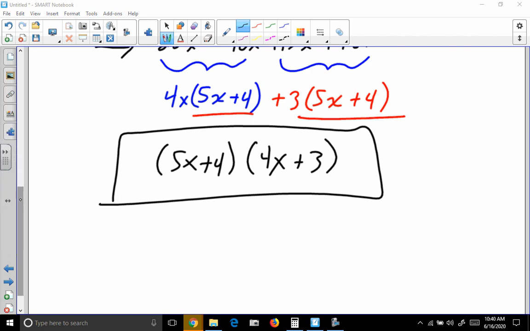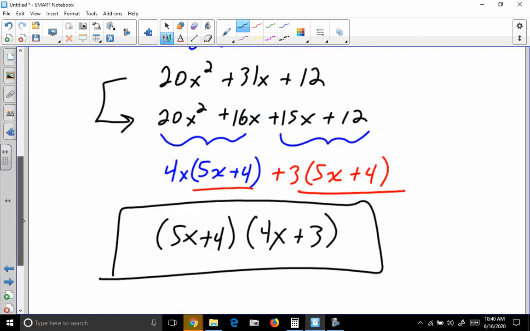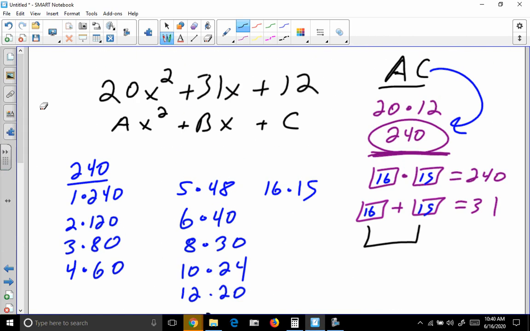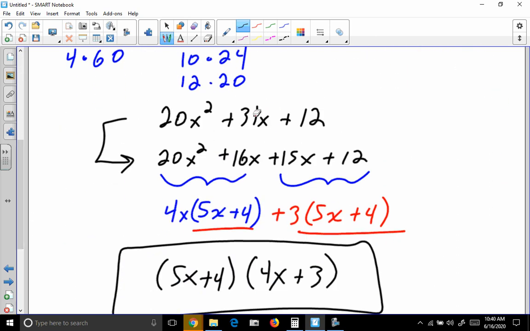This is just more of a step-by-step approach to getting ones that have lots and lots of different combinations. So again, A times C gives us the number we're trying to multiply our numbers together and get. And then what multiplies to give us this, but adds to give the middle term. Once we find those numbers, rewrite the middle term using those two numbers, and then factor by grouping. And that will give us what we're looking for.